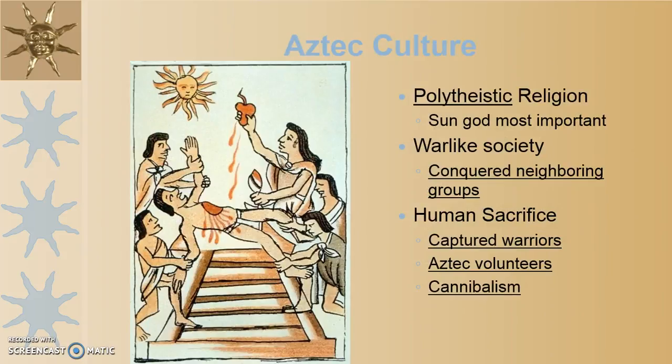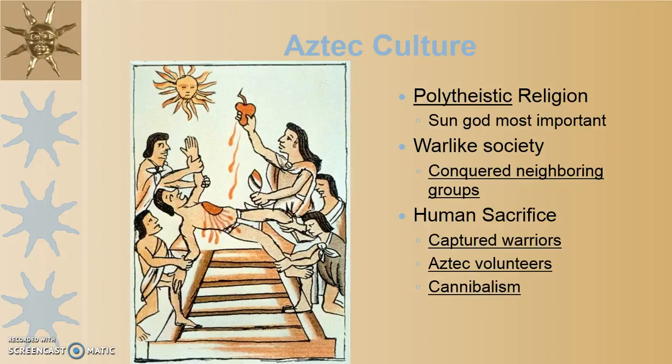So the Aztec religion was polytheistic. That means they worshipped many gods, and their most important god was the sun god. They were a very warlike society. They go around trying to conquer neighboring groups, and they also participate in a lot of religious ceremonies that involve human sacrifice. They sacrifice captured warriors. They will also take volunteers from their own communities, and they participate in cannibalism.